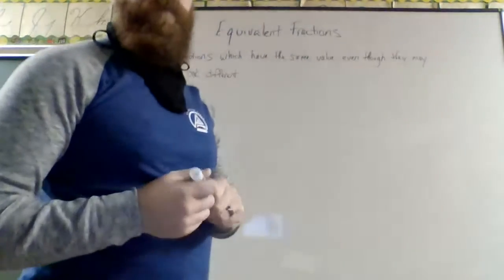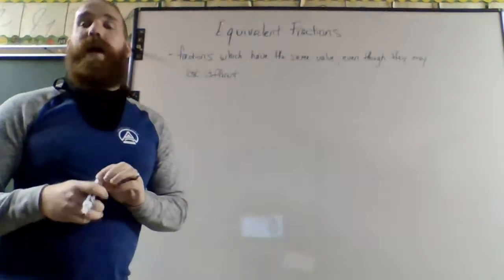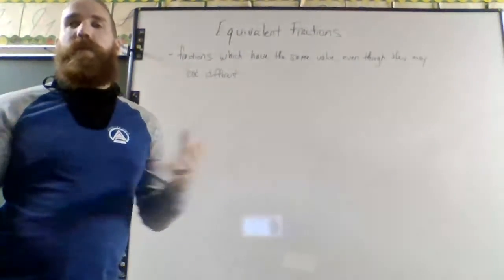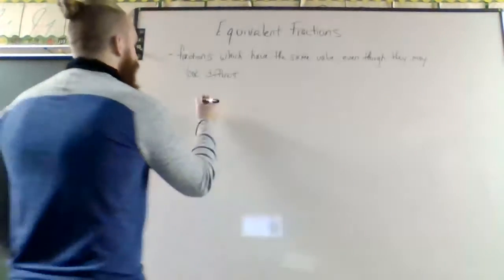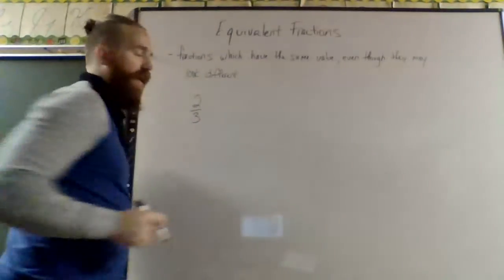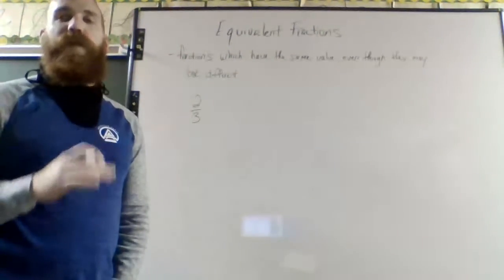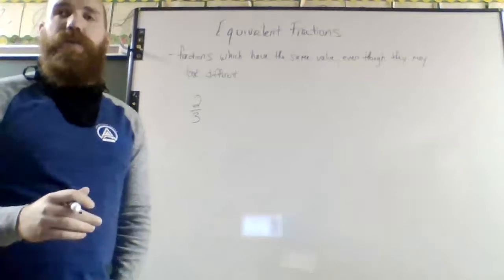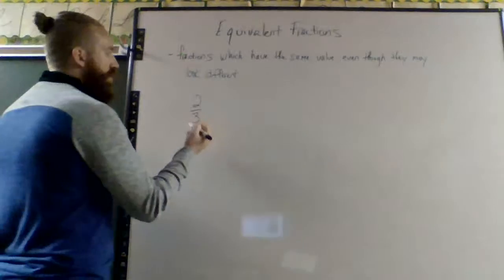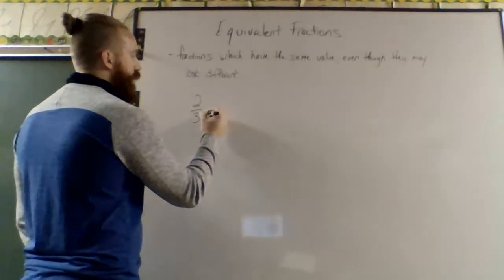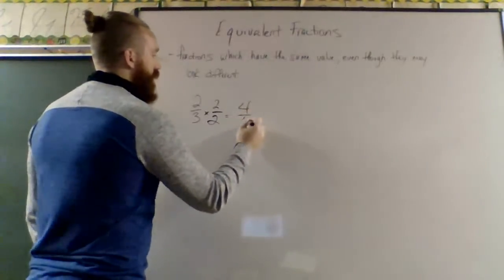You can change a fraction to an equivalent fraction by multiplying the numerator and the denominator by the same number without changing its value. So for example, if I had the fraction 2/3 and I wanted to come up with an equivalent fraction, you can do so by multiplying the numerator and the denominator by any number as long as it's the same number. Okay, so let's just start off with times 2/2. So 2/3 would be the same as 4/6.